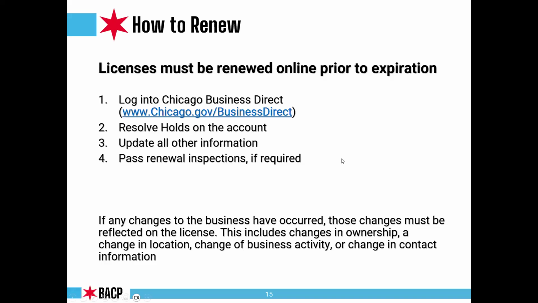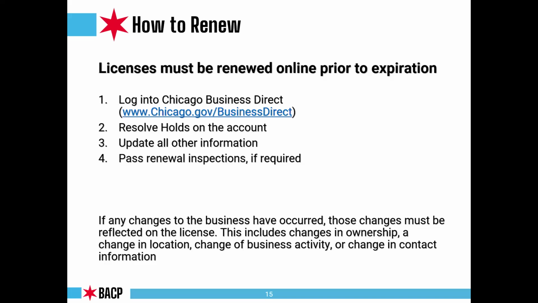Do note that for any license, a license will not be issued until all holds and inspections are resolved or approved. So when renewal time comes, if you do have an inspection due, that inspection first needs to get satisfied before you're able to renew. Or let's say that there's a hold on your account. That hold would need to be resolved prior to your license being able to be renewed.